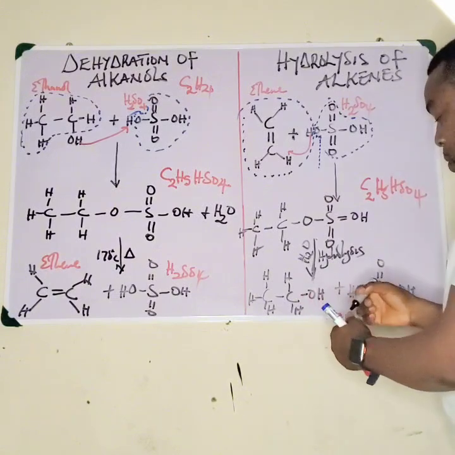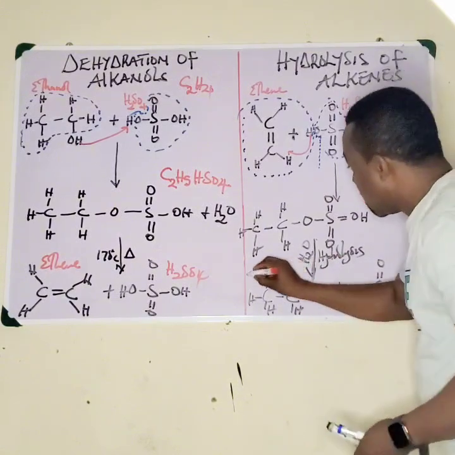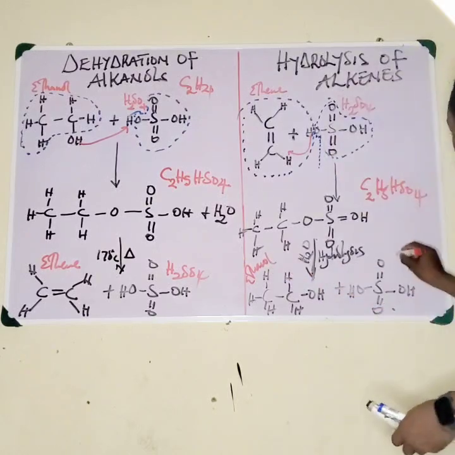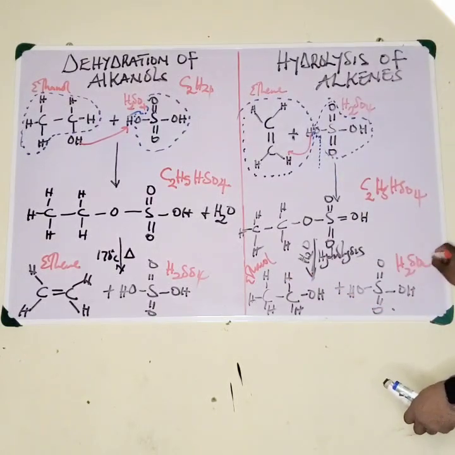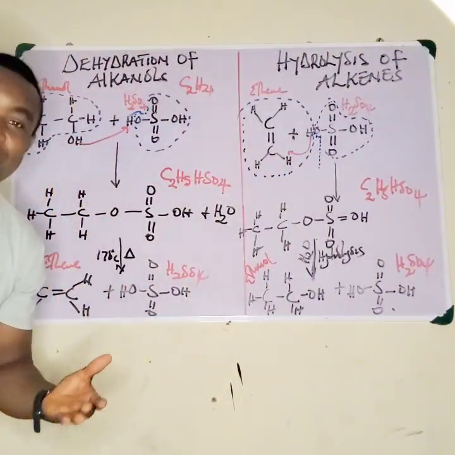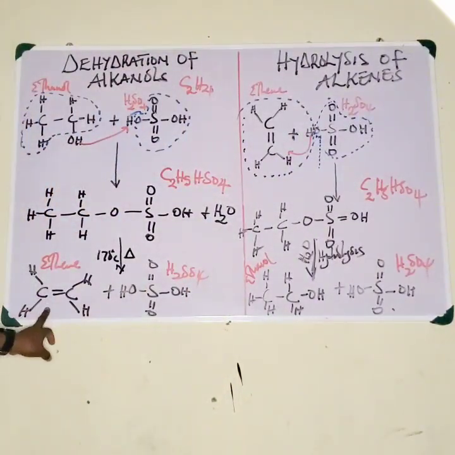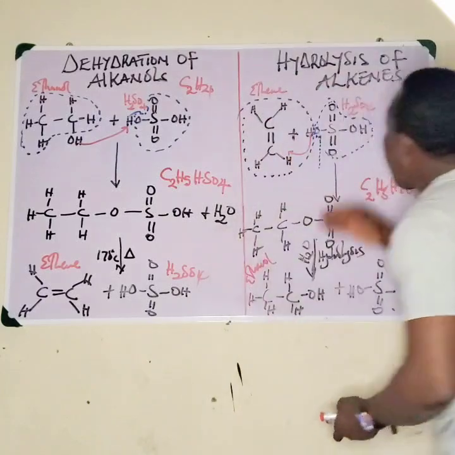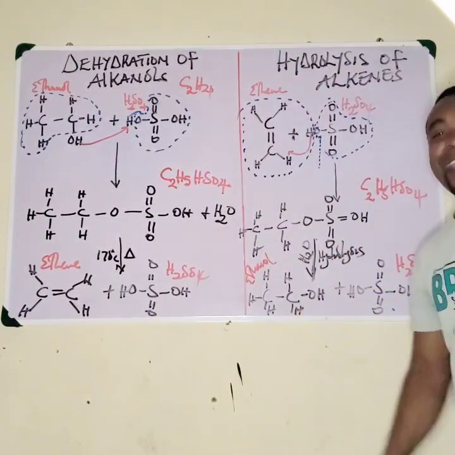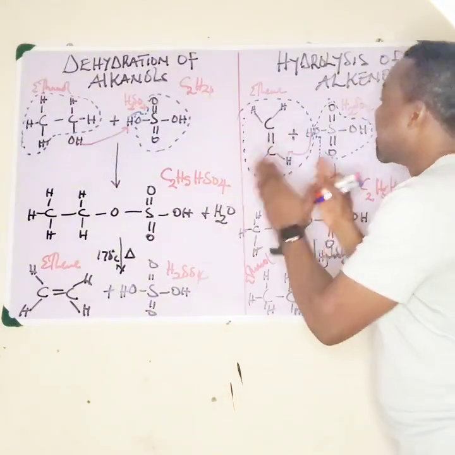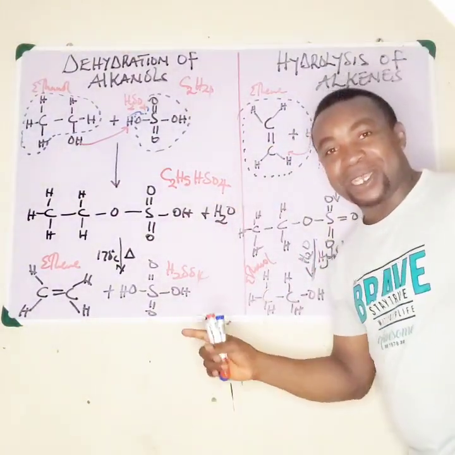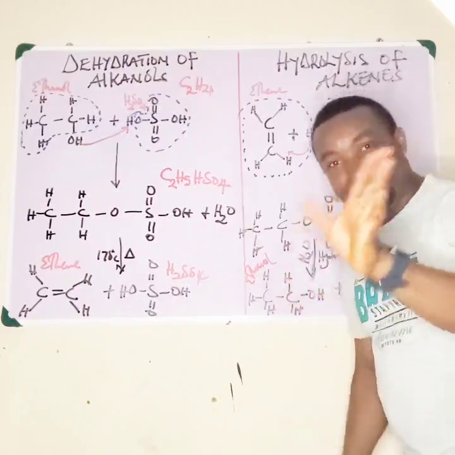So ethanol is produced here, while H2SO4 is also produced. Look at this. Here, an alkanol is dehydrated to produce ethene. Here, an alkene is hydrolyzed to produce alcohol. These reactions are very, very important. Please take note. I hope you enjoyed it. Bye-bye.